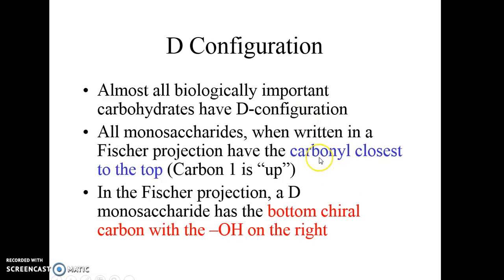So you write the carbonyl closest to the top, and at the bottom you look one up from the bottom, and if the hydroxyl is on the right, then it is a D sugar. L sugars don't occur, maybe just in some real isolated instances, but 99.99999% of all carbohydrates are D conformation.